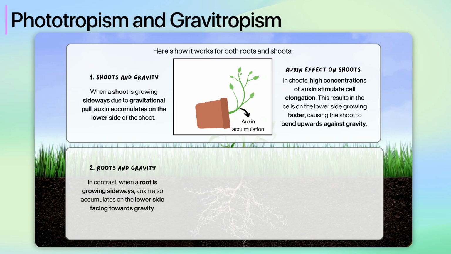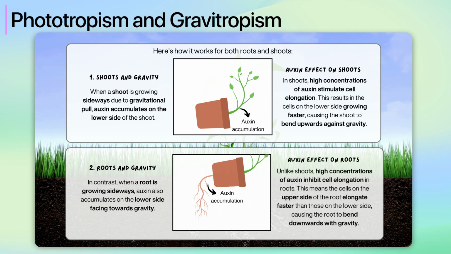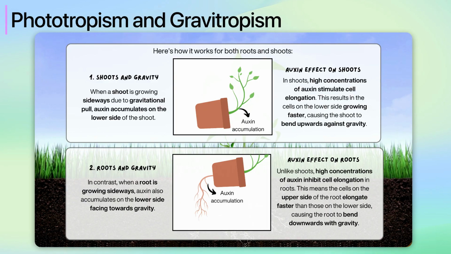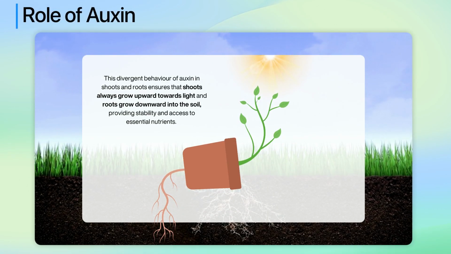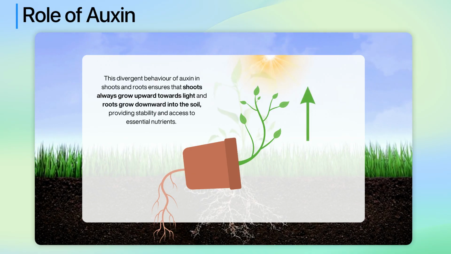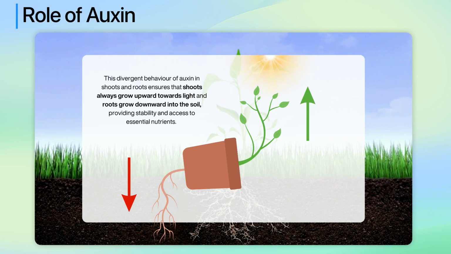In contrast, when a root is growing sideways, auxin also accumulates on the lower side facing towards gravity. However, unlike shoots, high concentrations of auxin inhibit cell elongation in roots. This means the cells on the upper side of the root elongate faster than those on the lower side, causing the root to bend downwards with gravity. This divergent behavior of auxin in shoots and roots ensures that shoots always grow upward towards light, and roots grow downward into the soil, providing stability and access to essential nutrients.